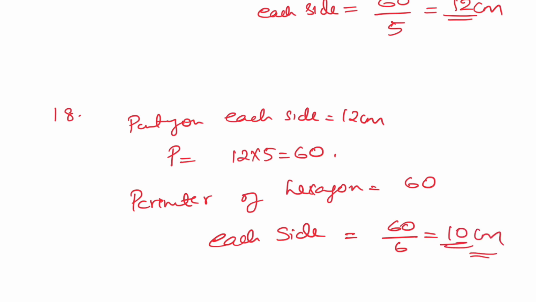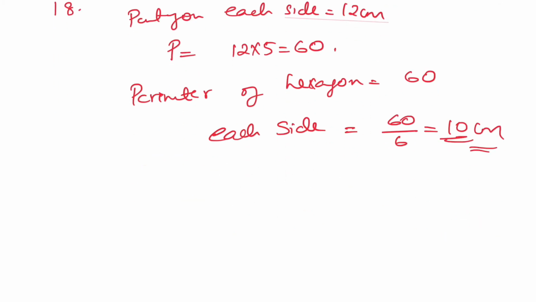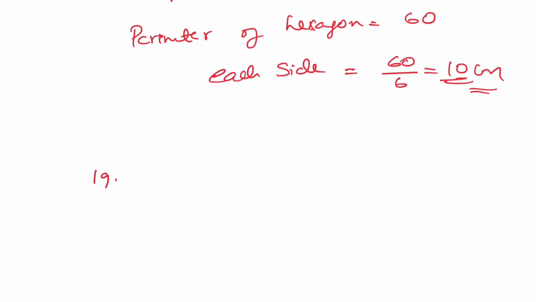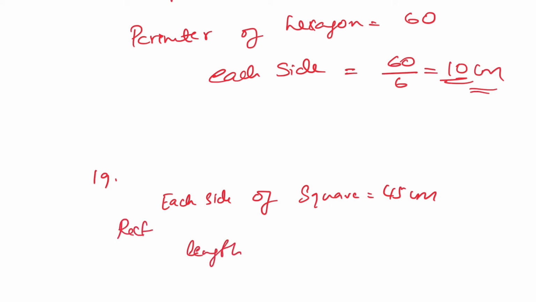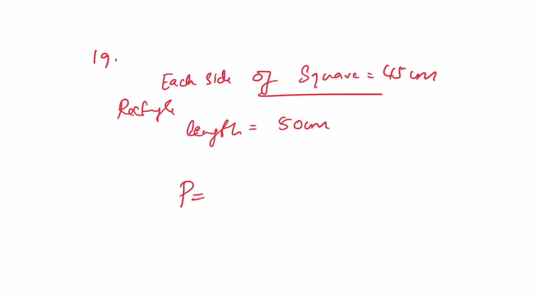Coming to question number 19. We have each side of a square is 45 centimeter and a rectangle has 50 centimeter length. If the perimeter of both is same, find the breadth of the rectangle. Let us find the perimeter first. Length of rectangle is also given. The perimeter of the square will be equal to 45 into 4, right? 45 into 4 will give you what? 4 into 45 is equal to 180.